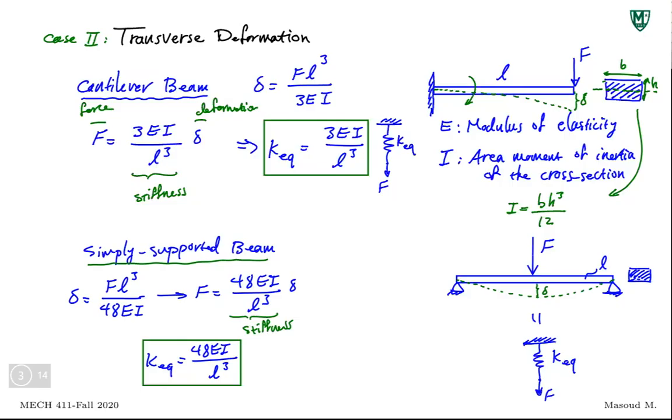So if we had some kind of mass at the center, this would be a spring mass system. Now we could study the vibration of this beam, the oscillation of this beam at the center, as long as the initial conditions, some initial velocity or displacement, are applied exactly at the center. Okay, so that was the second case.